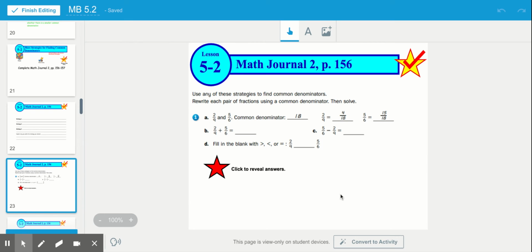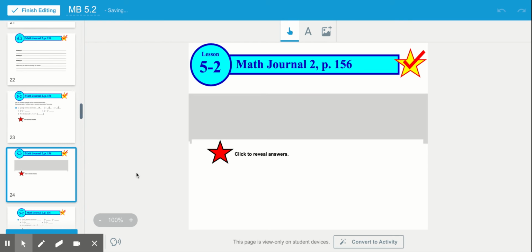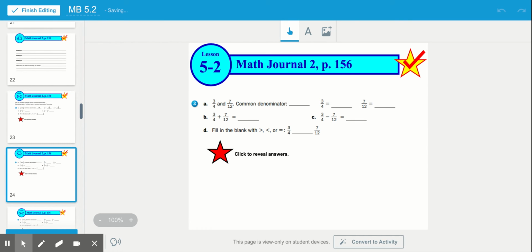That bingo game that we played on the last flex day would be a perfect way to practice if you're still struggling with finding common denominators. So now you're going to take this information and plug it in. You're going to add, subtract, and then figure out if it's larger, less than, or equal. Number 2, same thing, except you're going to be working with 3/4 and 7/12. Tell me what a common denominator is.